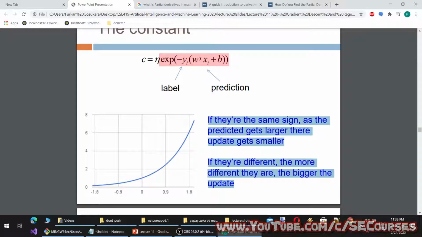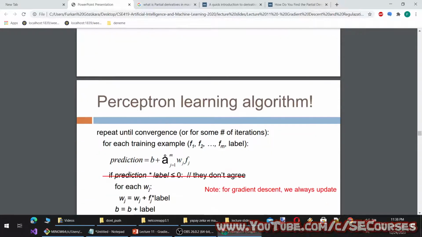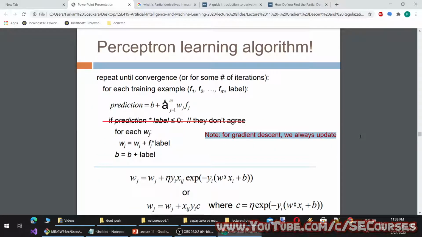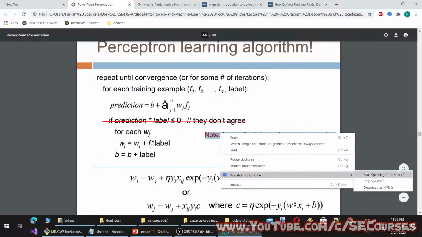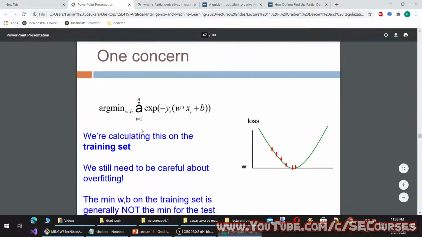If they're the same sign, as the predicted gets larger, the update gets smaller. If they're different, the more different they are, the bigger the update. Okay, one concern. This is important. Note, for gradient descent, we always update. If we are using gradient descent, we always update, not just when the prediction is incorrect.